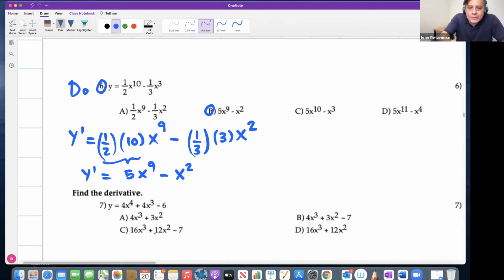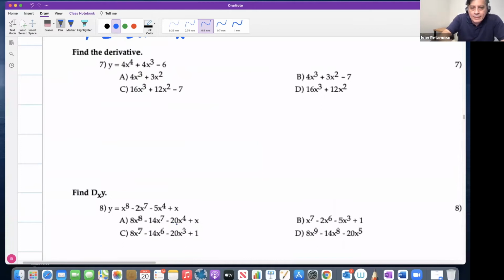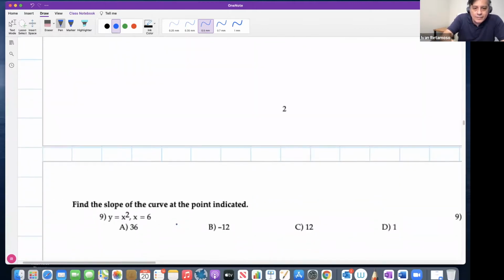This derivative also should be easy to find. So let's look for, you can do it at home, this one too. Let's look for other forms.